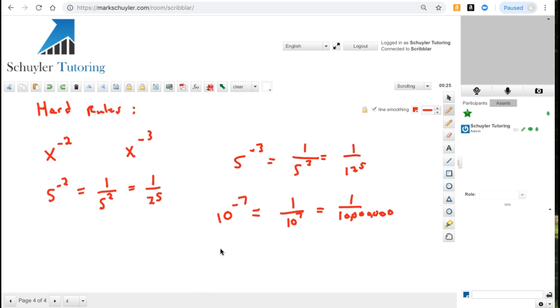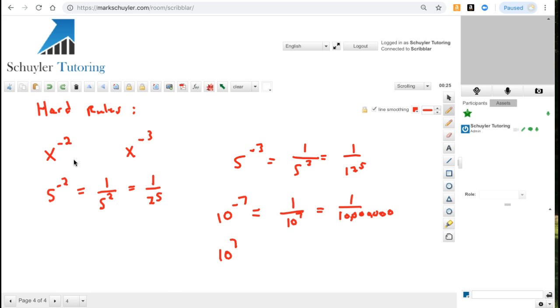So if you look through a telescope, you might be talking about the nearest star being 10 to the 7th light years away. But through a microscope, you would be looking at something really small. It might be 10 to the negative 7th. So 1 over will give you the fraction.